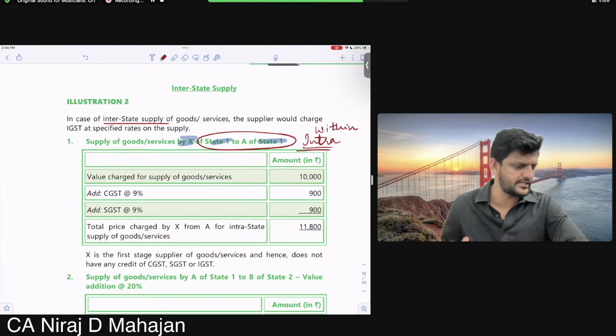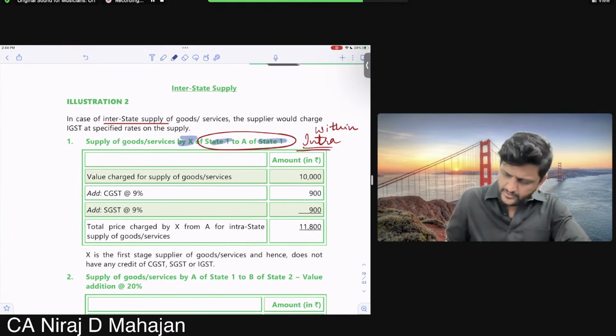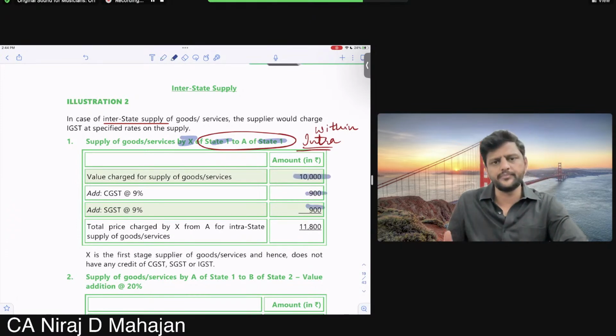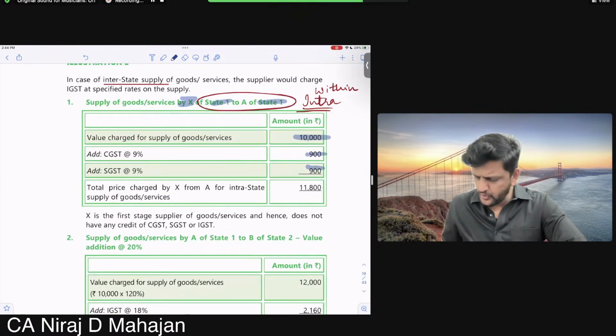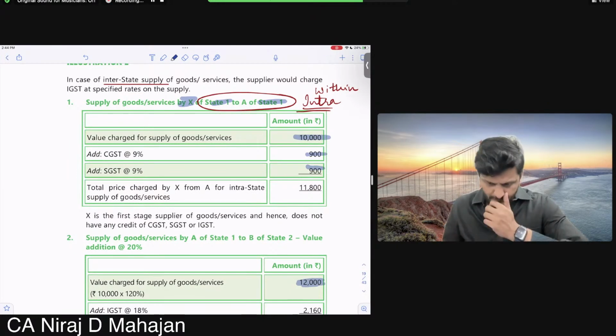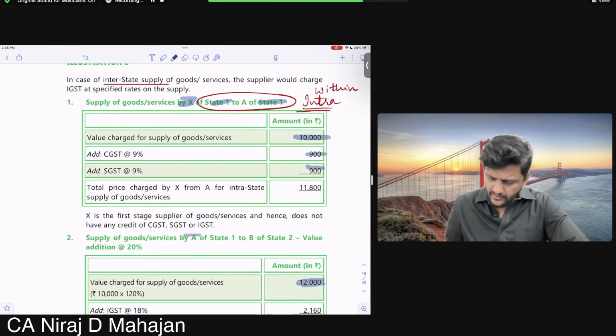What do we charge? Both the taxes, CGST and SGST. Correct? Check here. 10,000, 900, no problem. Correct here? Fine. B again, same thing, 12,000. That is his value addition, given of 20%. But now check. A was the buyer, right?